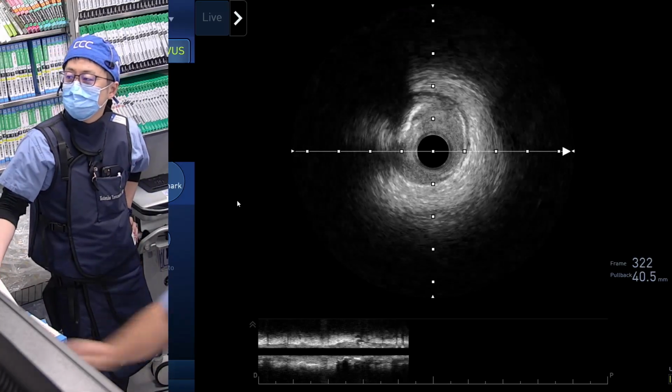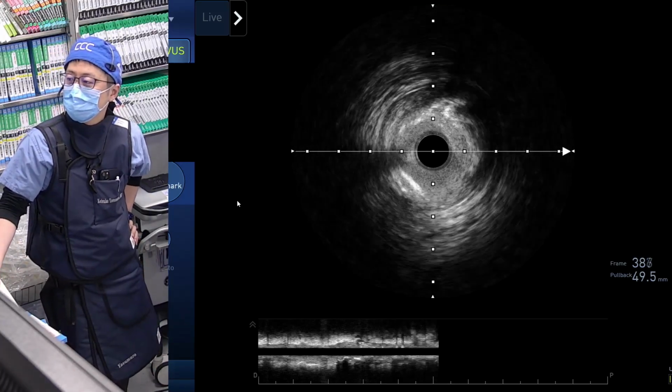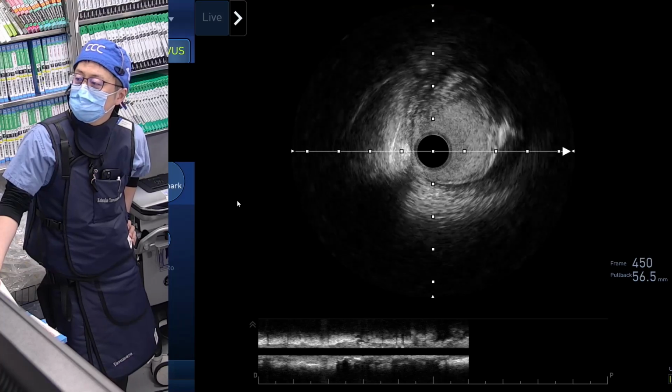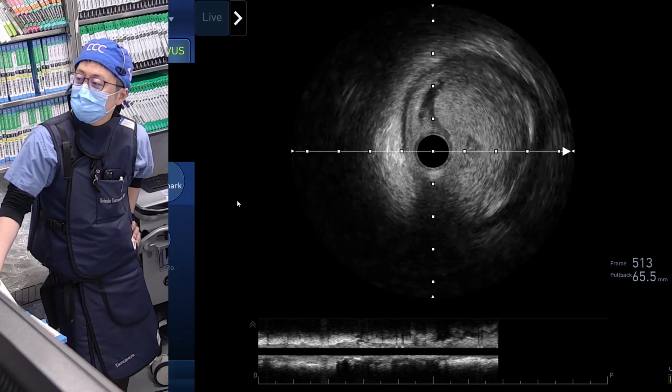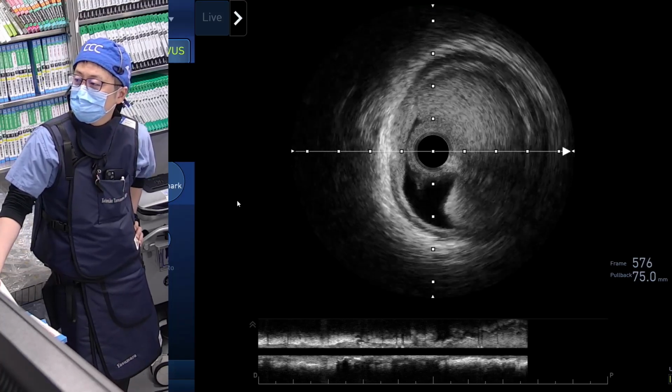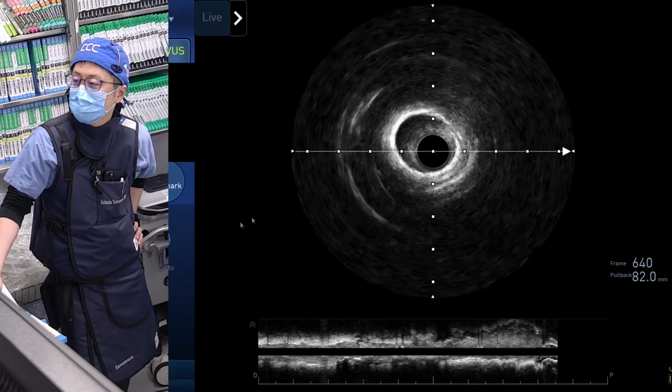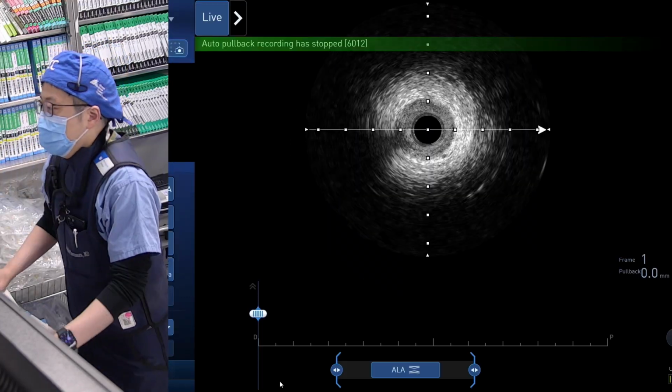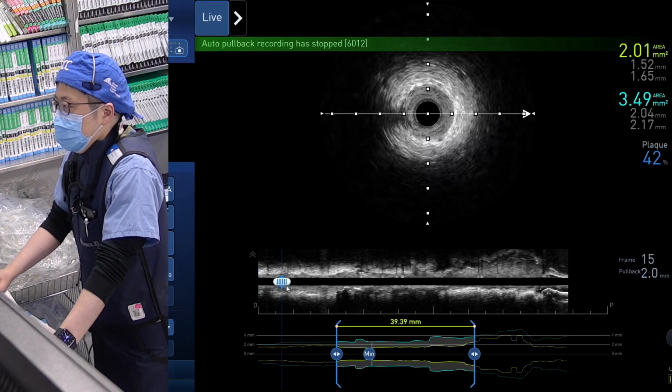Not much calcium, like a 2.5 vessel, 3 row vessel. So slight, no calcium. Mostly there is some. Now come to the healthy landing zone. No, but calcium is less than one arc. So by definition, no calcium or minimal. Play it again now.